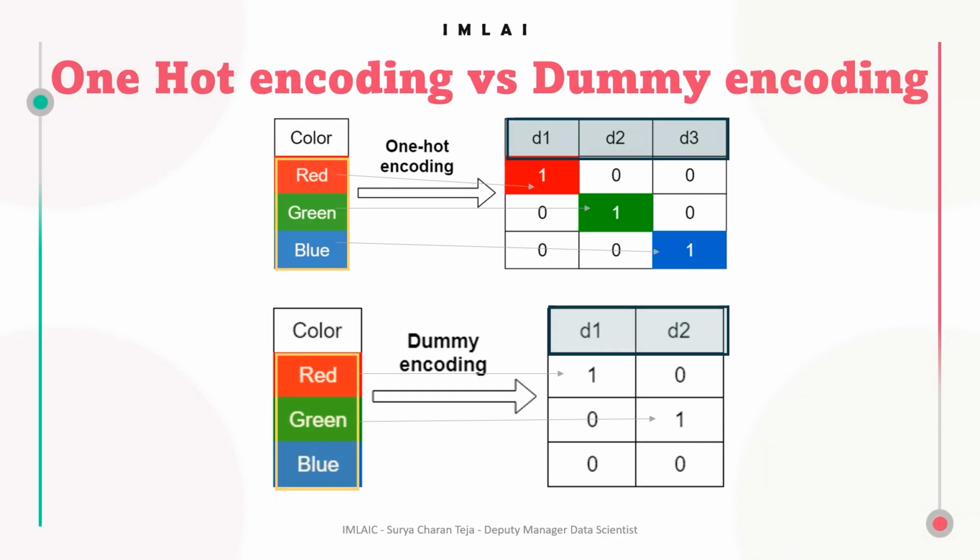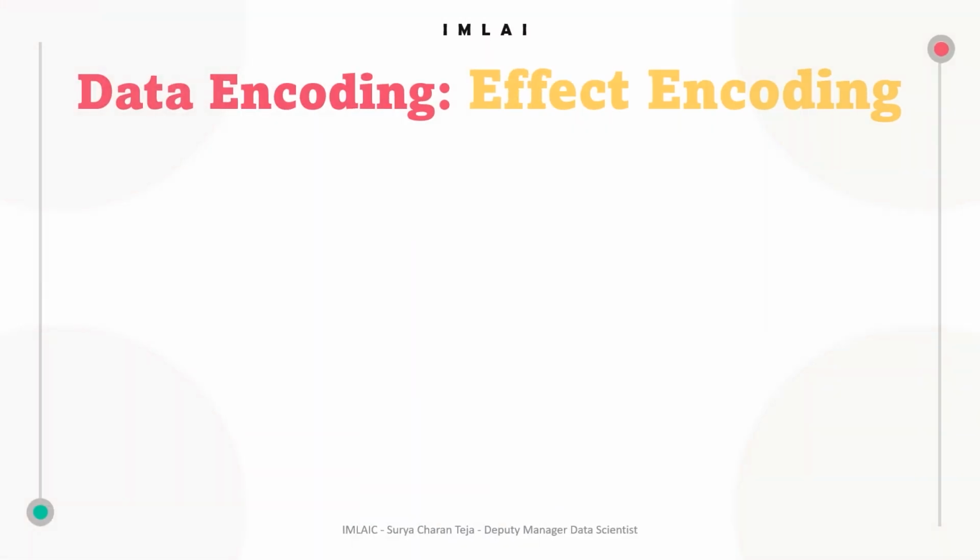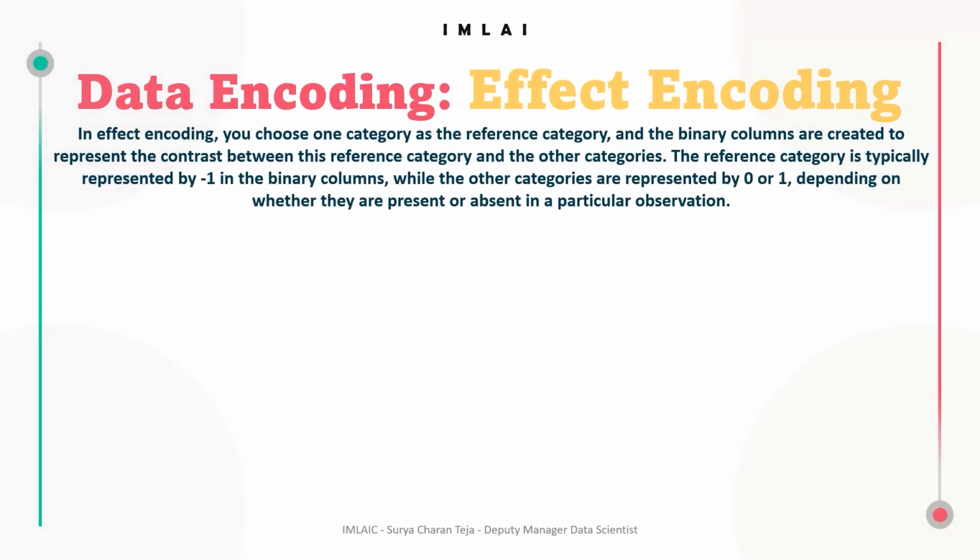So the next encoding which is in the pipeline for us is effect encoding. This encoding technique is also known as deviation encoding or sum encoding. Effect encoding is almost similar to dummy encoding with a little difference. In dummy encoding, we use 0 and 1 to represent data, but in effect encoding, we use three values, that is 1, 0, -1, that you can see on the screen.